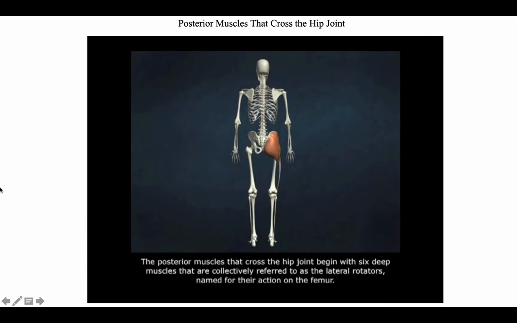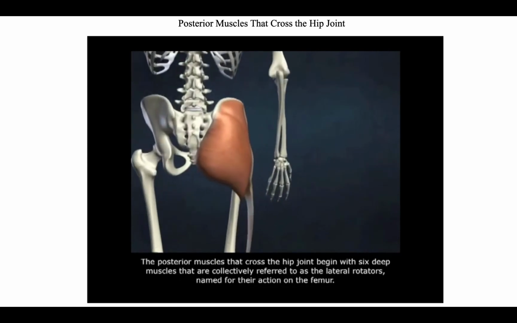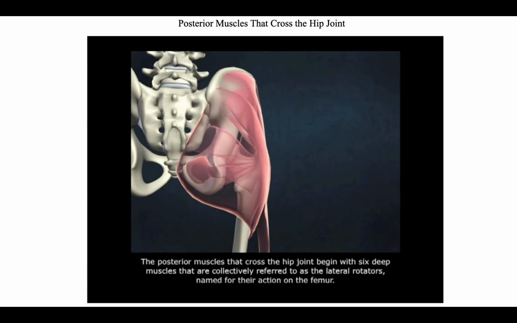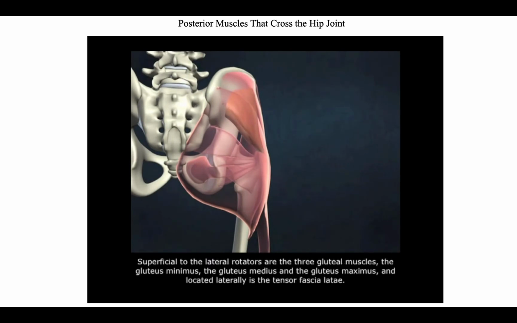The posterior muscles that cross the hip joint begin with 6 deep muscles that are collectively referred to as the lateral rotators, named for their action on the femur. They are the gemellus superior, the gemellus inferior, the obturator externus, the obturator internus, the piriformis, and the quadratus femoris. Superficial to the lateral rotators are the 3 gluteal muscles: the gluteus minimus, the gluteus medius, and the gluteus maximus. And located laterally is the tensor fasciae latae.